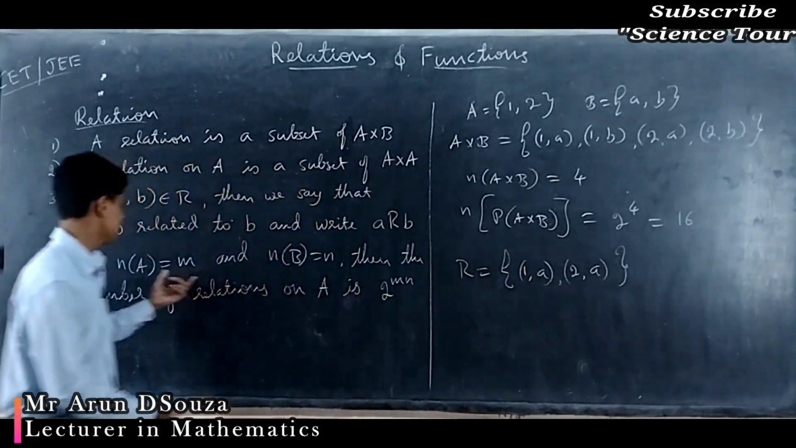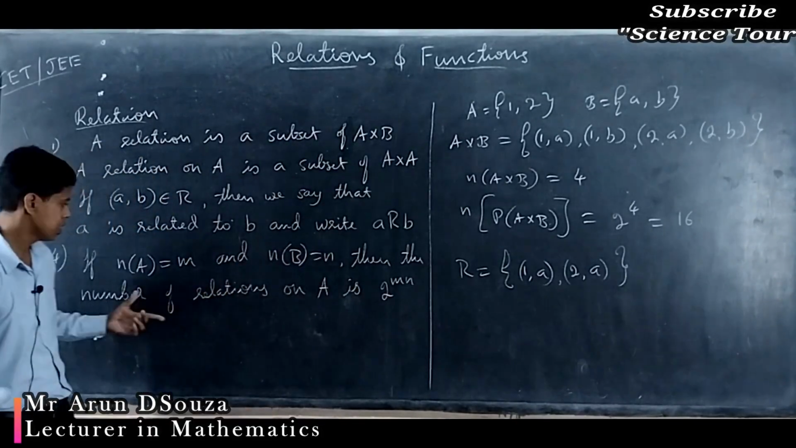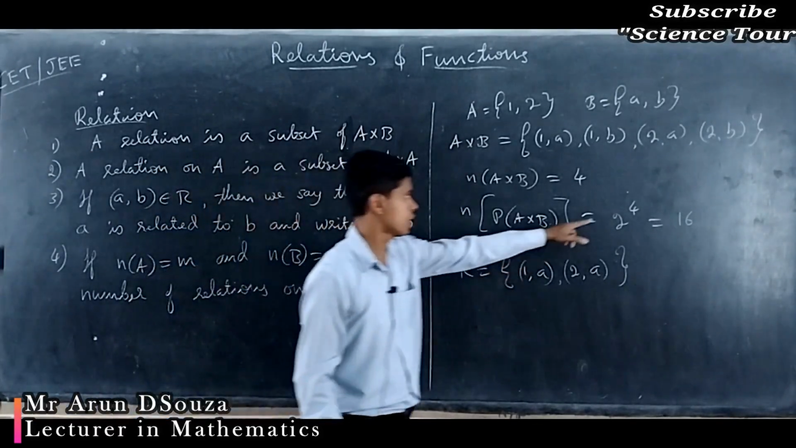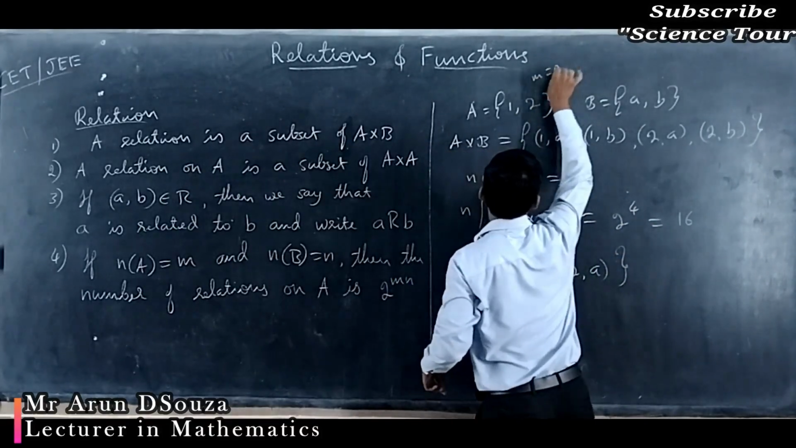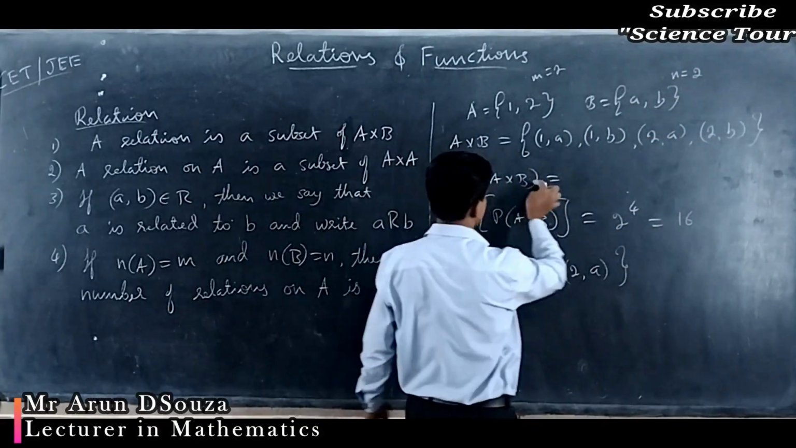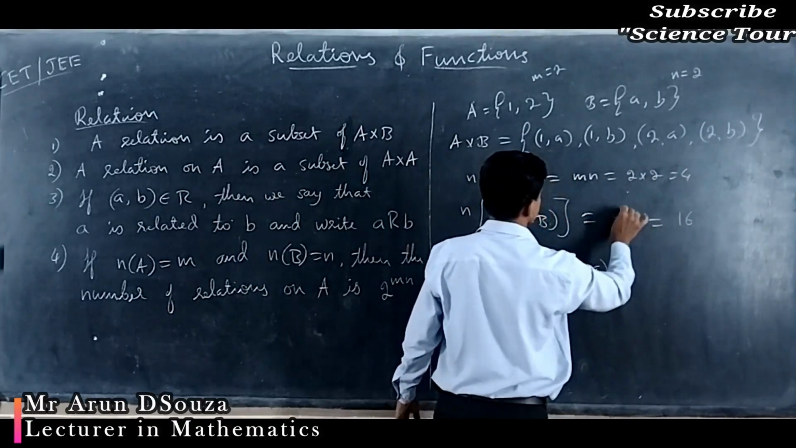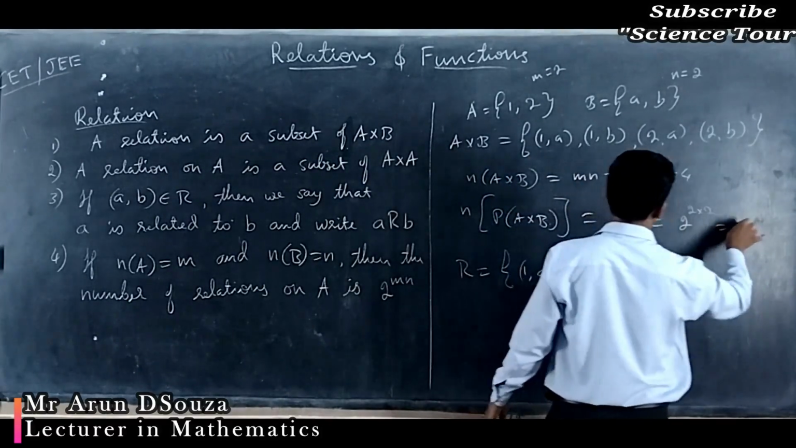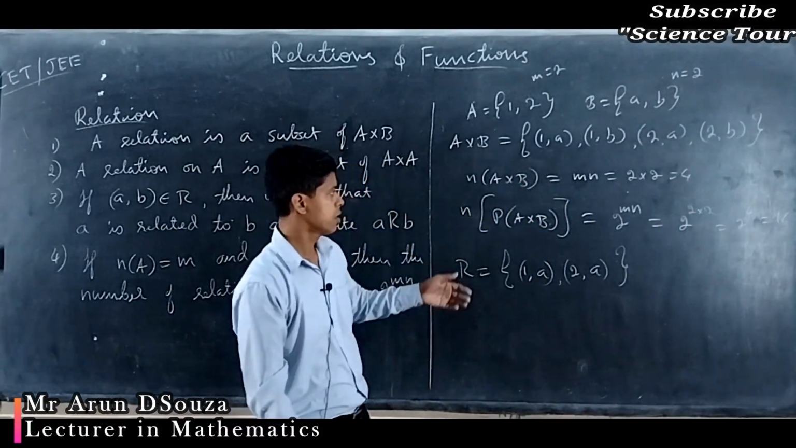Now come to this point. If n(A) has m elements and n(B) has n elements, then how many relations are possible? 2 raised to mn. So 2 raised to mn is what I have written here, because m is 2 and n is also 2, right? Now this is mn, 2 into 2, so 2 raised to 2 into 2, 2 raised to 4, which is 16. I hope you understood the link.